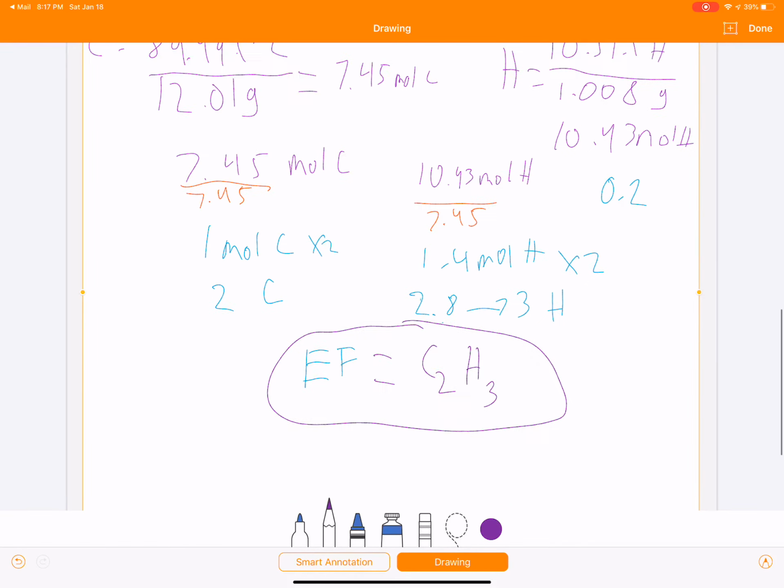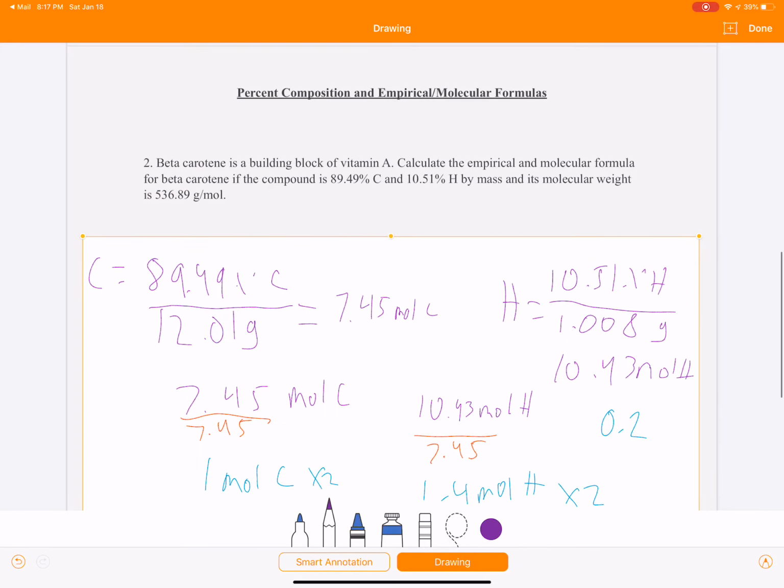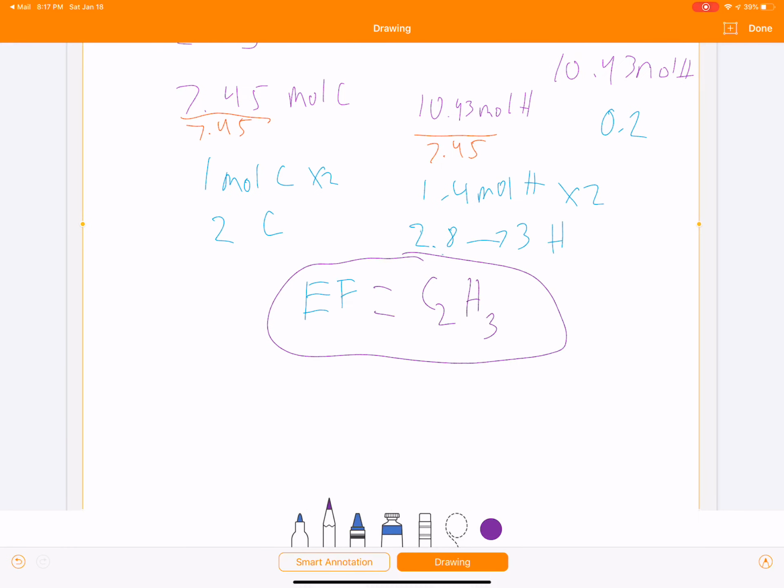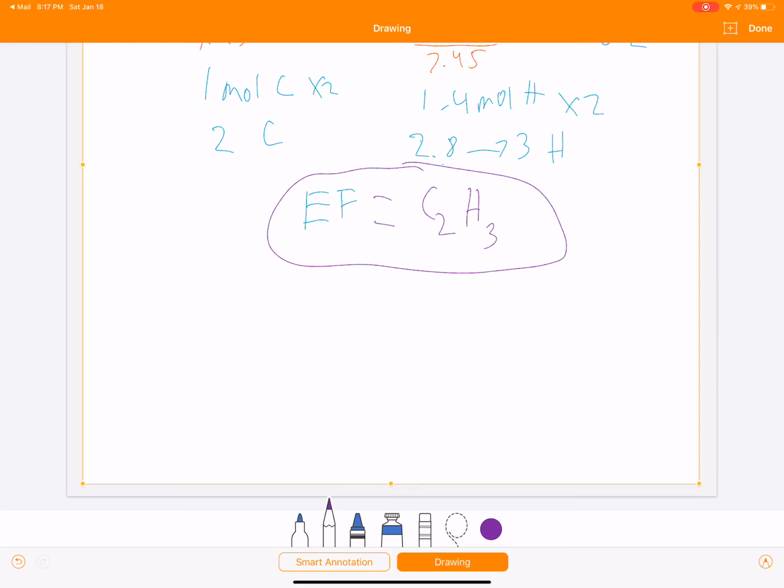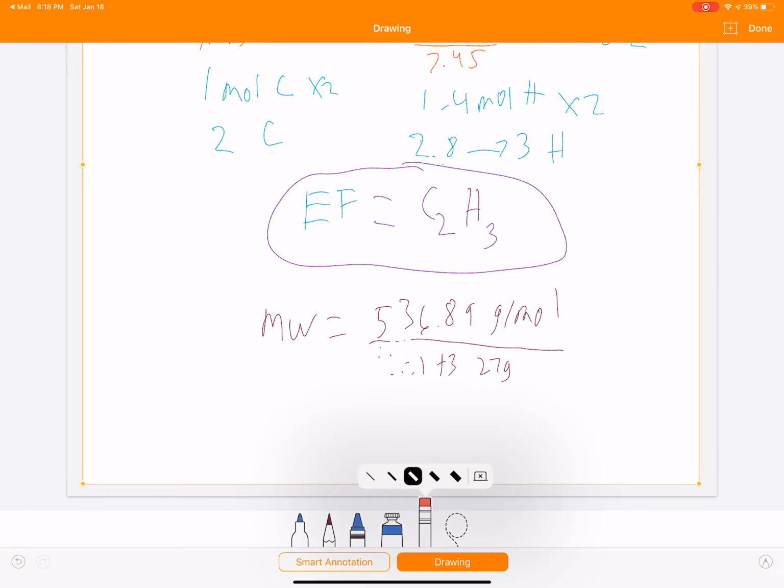Now we're not done. It wants to know the molecular formula, but it's giving us the molecular weight of 536.89 grams per mole. I want to find out how many times the empirical weight goes into the molecular weight in order to find the molecular formula. So we need the empirical weight. 12 times 2 is 24, plus 3 is 27 grams. So I just did that math on the side there.